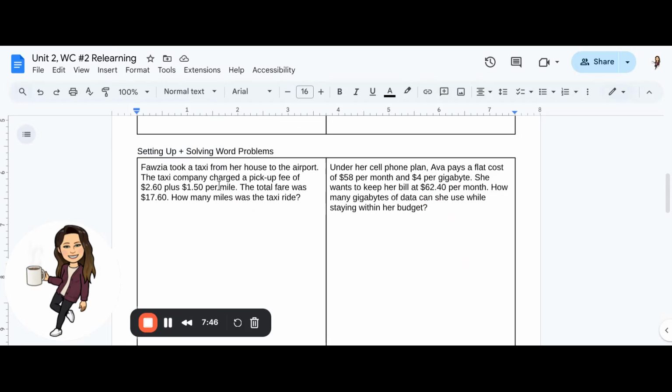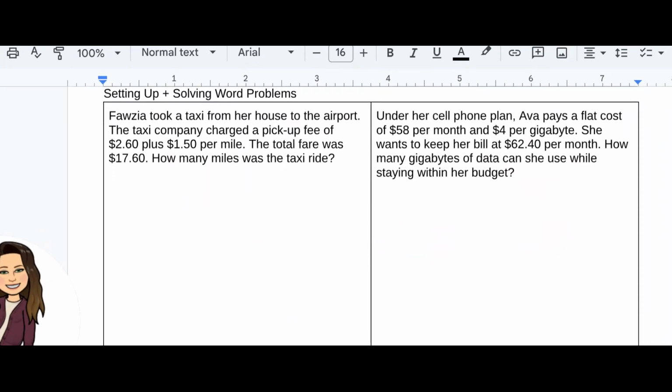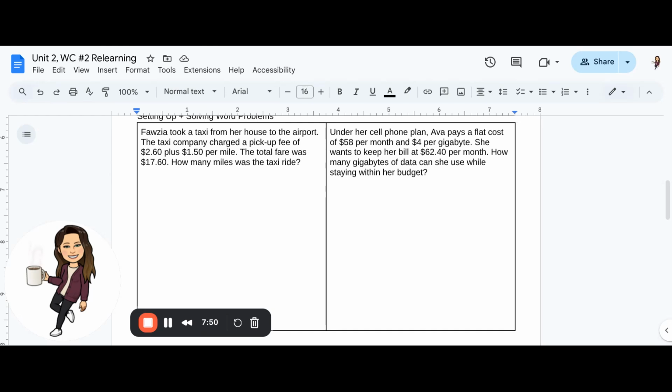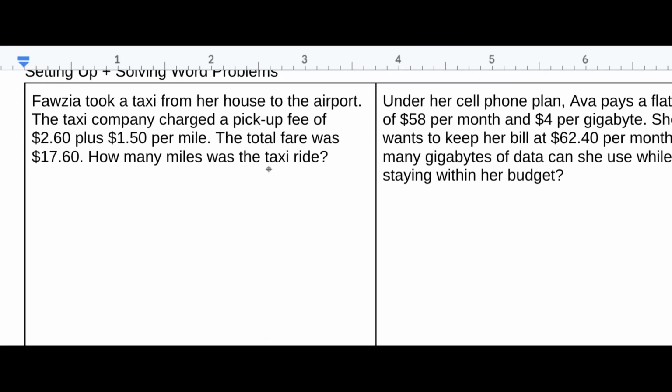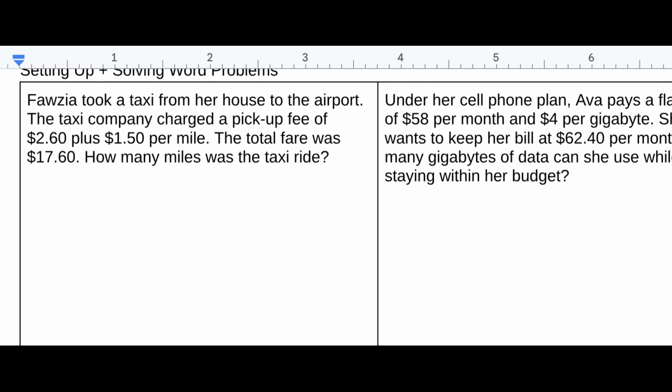All right, 2 word problems, and then we're going to be done. So this first one says, Fazia took a taxi from her house to the airport. The taxi company charged a pickup fee of $260 plus $150 per mile. The total fare was $17.60. How many miles was the taxi ride?